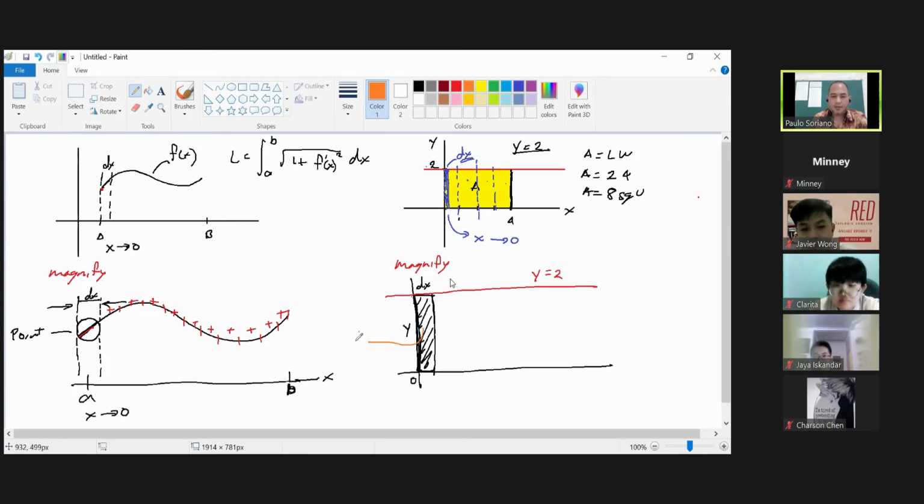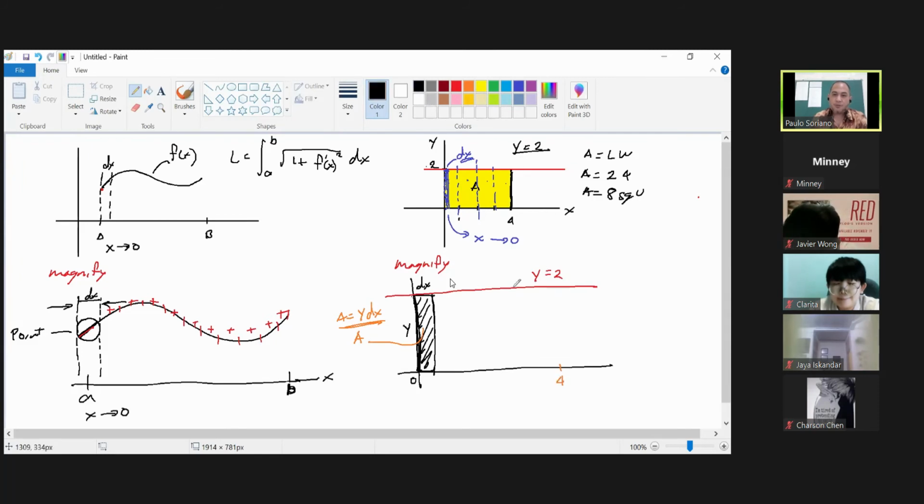What is this area? Y times dx. Area is equal to y times dx, correct? Now, what will happen just like this if we project it from 0 to 4?